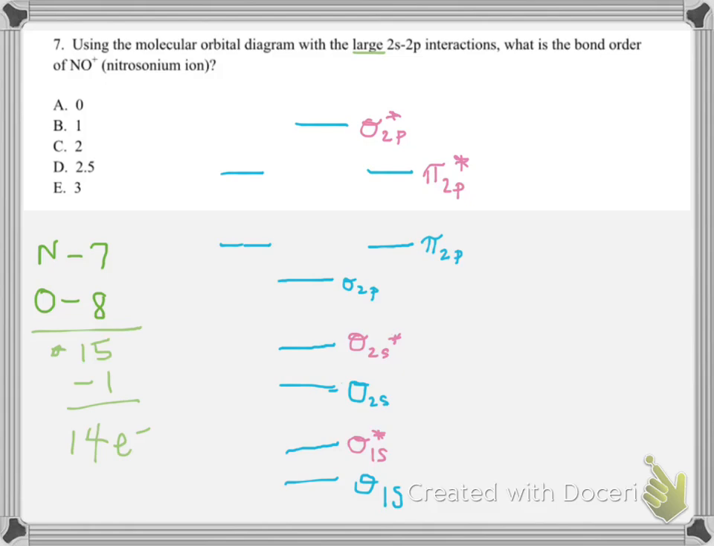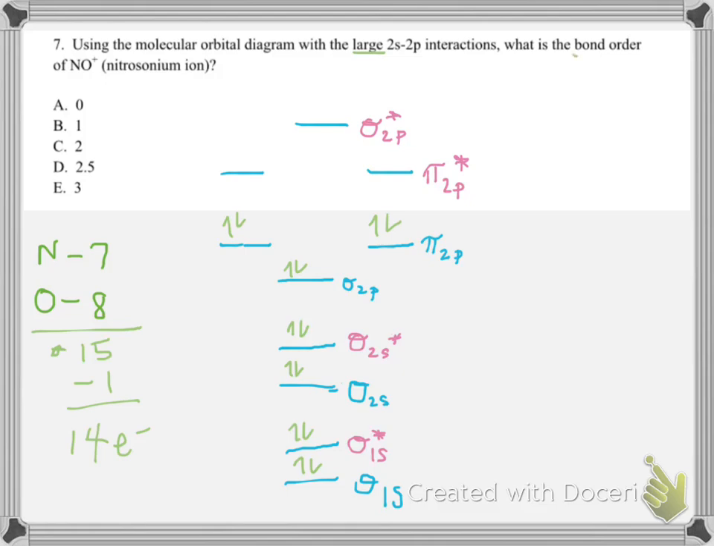So we fill them in low. 1, 2, 3, 4, 5, 6, 7, 8, 9, 10, 11, 12. Share before you pair. 13, 14. Okay. So I filled out the diagram.